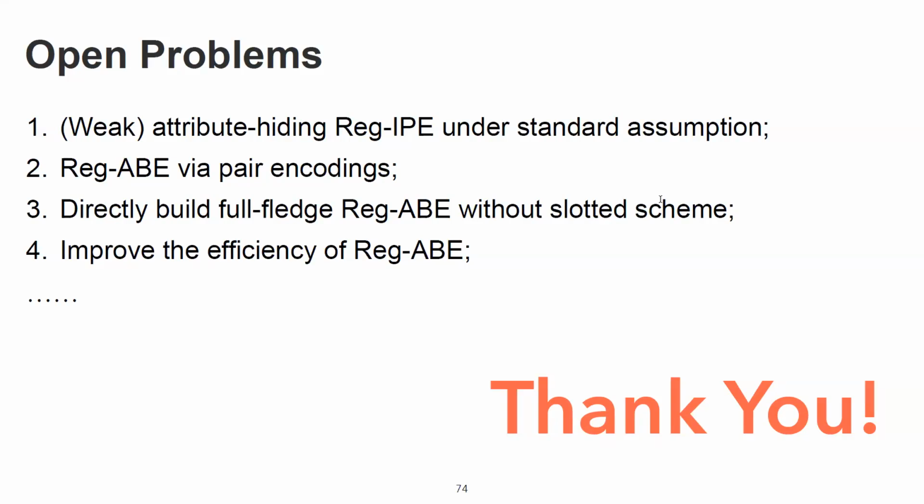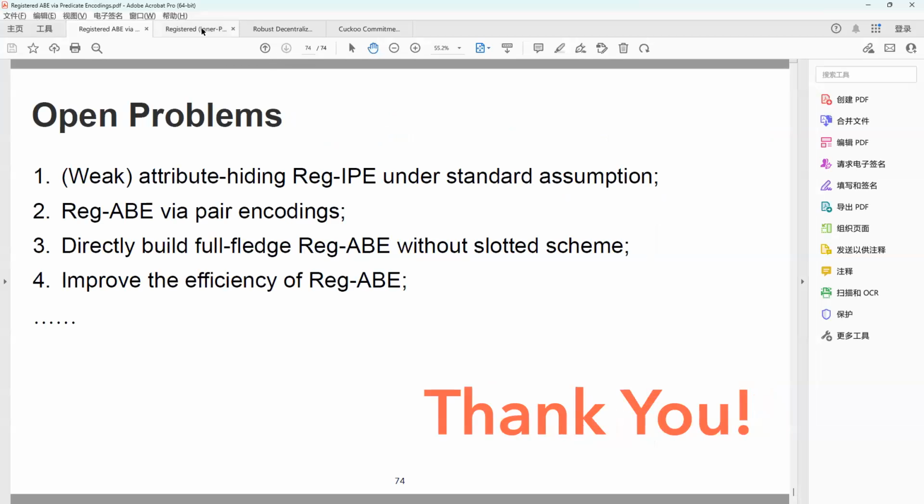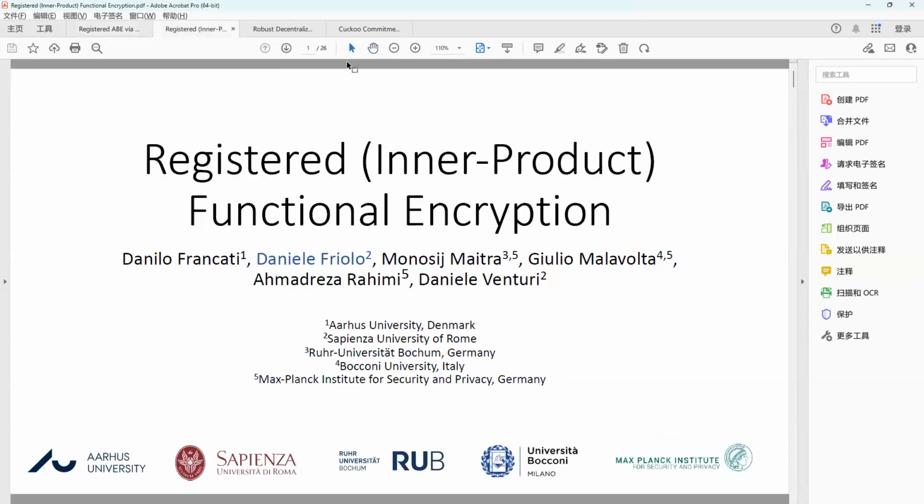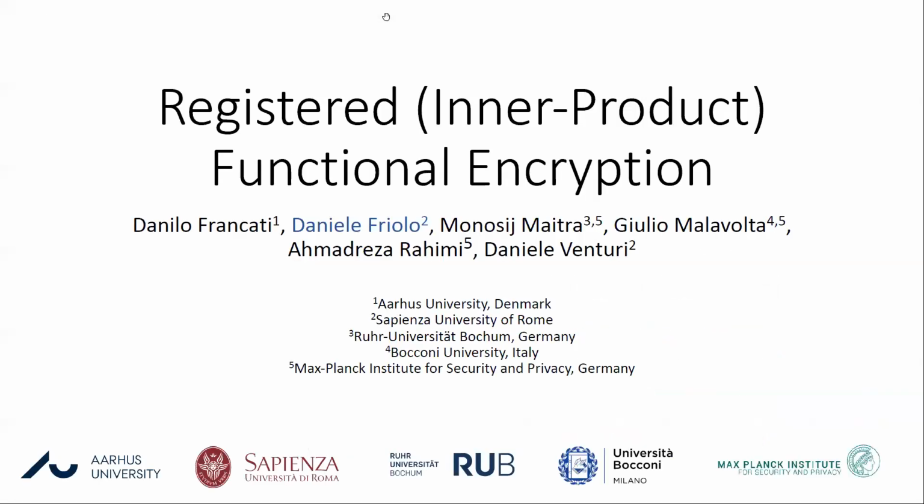We have no more time for questions, so we can discuss offline. So now we move to the second talk in this session. It's about registered inner product functional encryption. The authors are Danilo Francati, Daniele Friolo, Monosij Maitra, Giulio Malavolta, Ahmadreza Rahimi, and Daniele Venturi. And Daniele Friolo will give the talk.